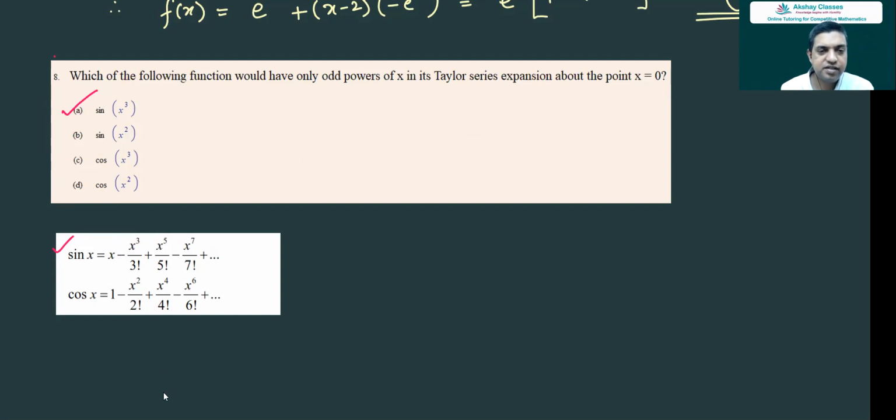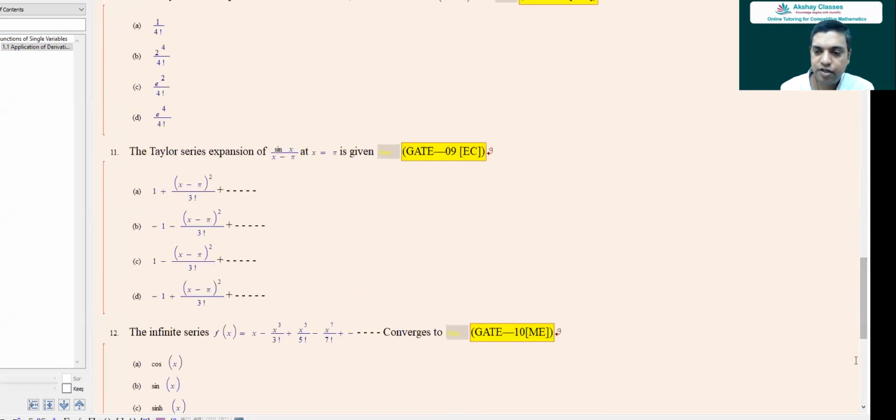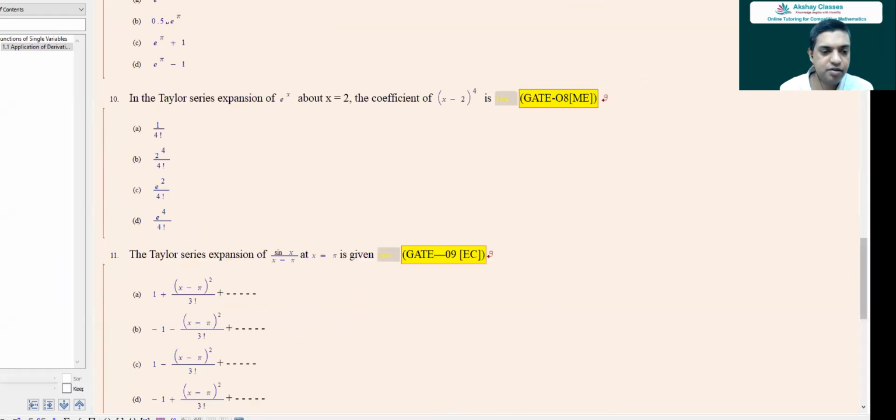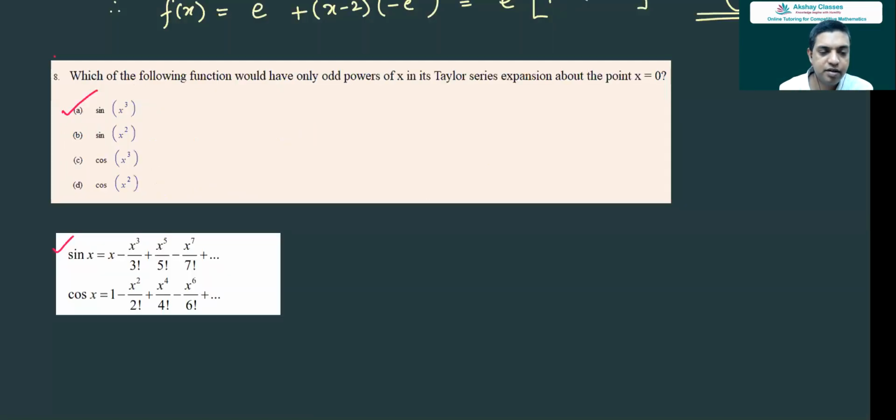So this is Taylor series expansions. So now we move on to next. I will give these other questions in assignment. You can please practice. Very soon I'll be releasing the assignment. I've already started uploading. It's not yet completed.